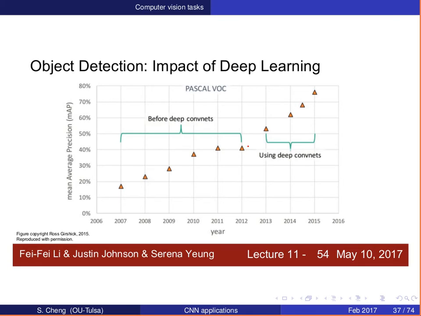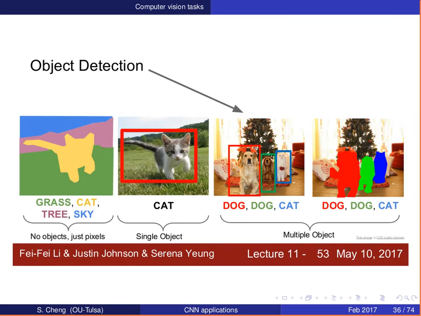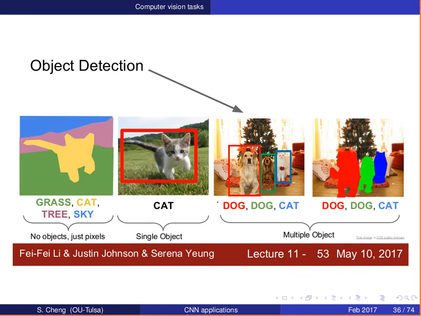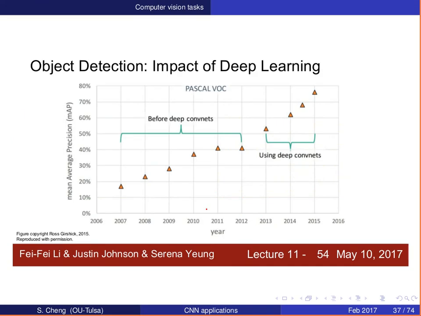So for multi-class, let's say I have multiple objects. Let's look into this problem now. So if we have multiple objects, as you can see, this is just a chart showing before neural networks and after neural networks, how much improvement we have.